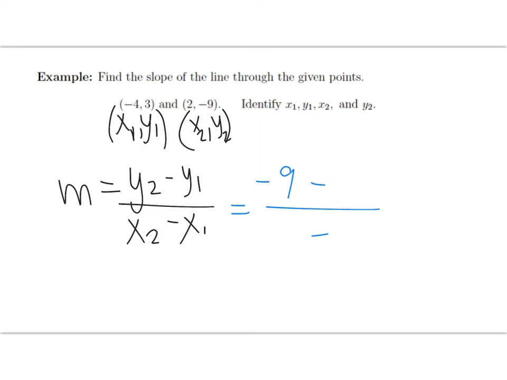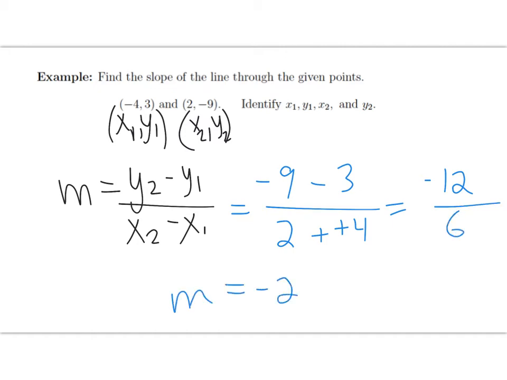y2 is negative 9, y1 is 3. x2 is 2, x1 is negative 4. And this is going to happen so many times throughout this course. When you minus a negative, that becomes a positive. That happens a lot when you're calculating slope and some other things. So now you have negative 12. That's like if you owed me $9 for lunch and then $3 for a small sandwich, you owe me $12. And then 2 plus 4 makes 6. Our slope is negative 2.